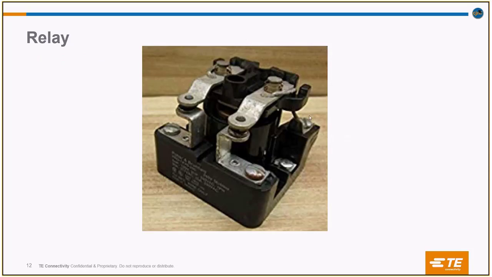This is a relay. This is known as the KRP series relay. This is again an electromechanical relay. If you see here, these are the contacts. You have the springs. You cannot see the springs clearly here. This is the armature arm. The spring would be here, and then it touches the contact to form a closed circuit.